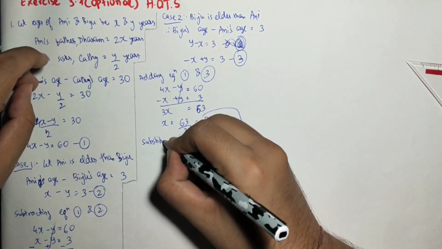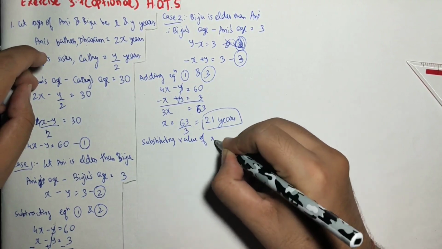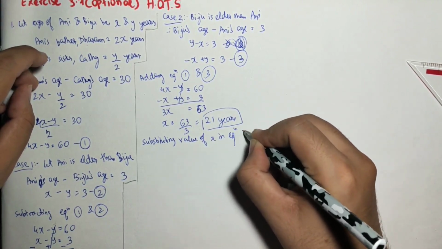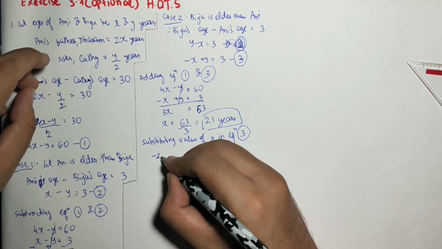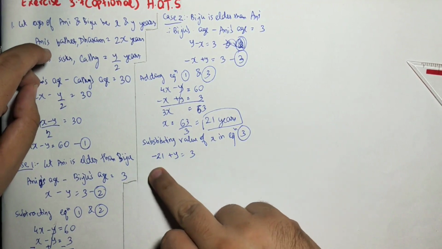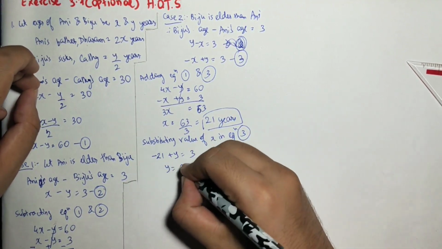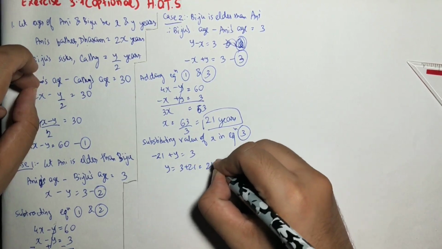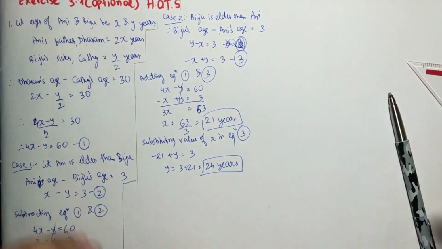To find y, substituting the value of x in equation number 3. So minus 21 plus y equals 3. This minus 21 will go on the right hand side. It will become plus. So y equals 3 plus 21, that is 24 years. So you got your two answers.